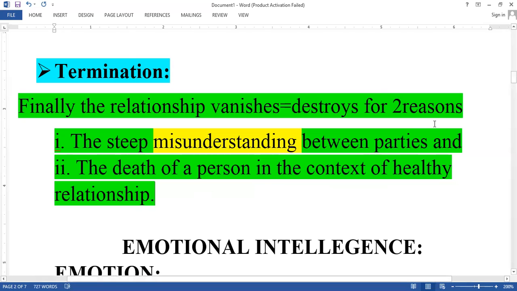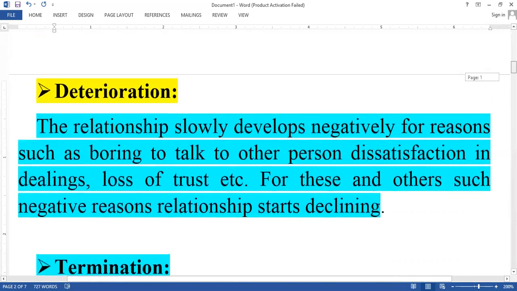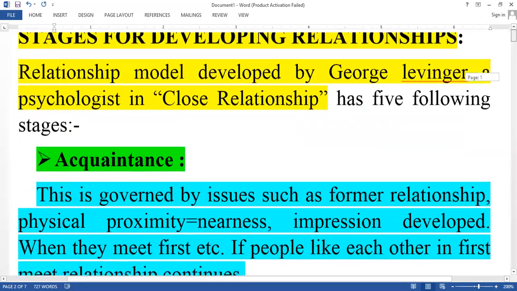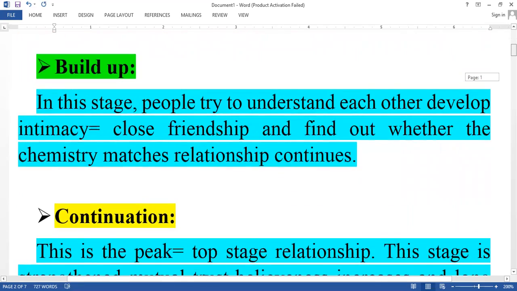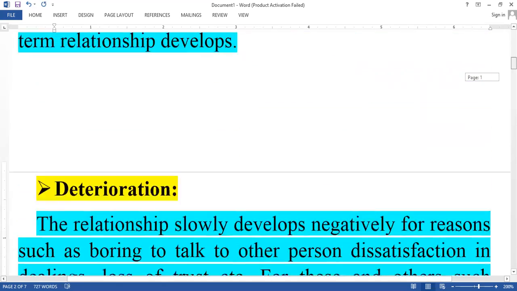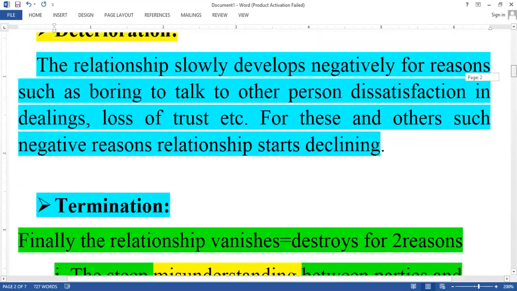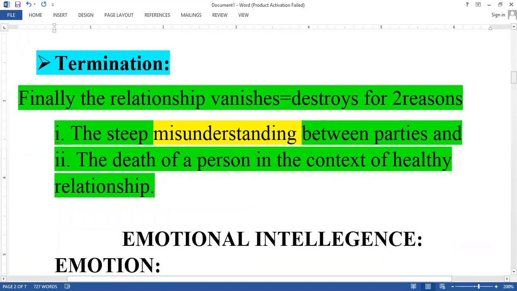It will be destroyed. So these are the five stages of developing the interpersonal relationship. What is the first stage? Acquaintance. Second stage, build up. Third stage, continuation. Fourth stage, deterioration. And the fifth stage is termination.